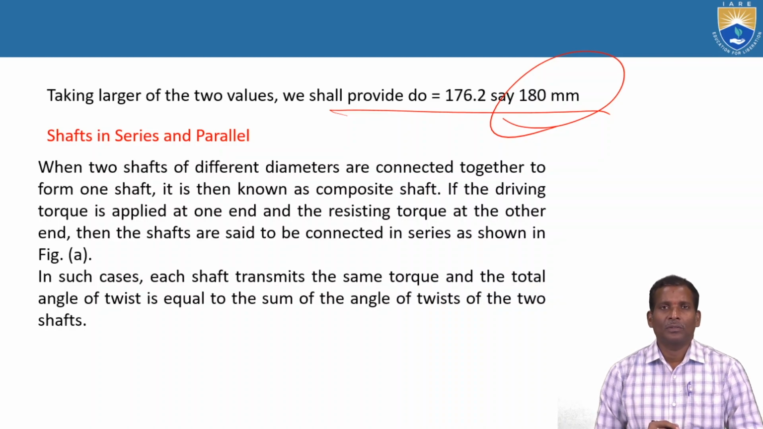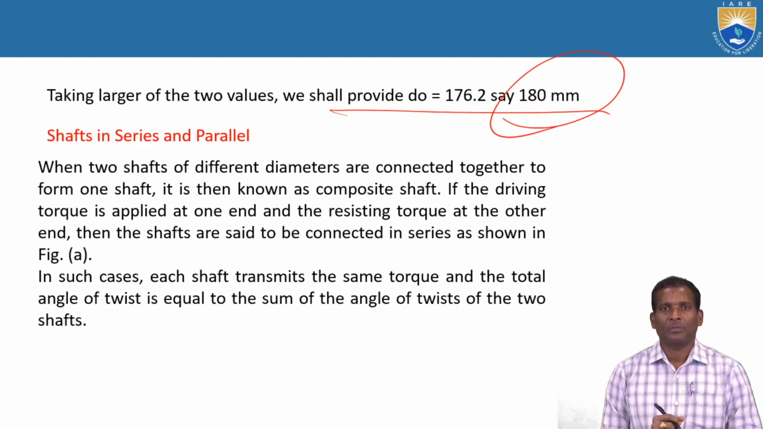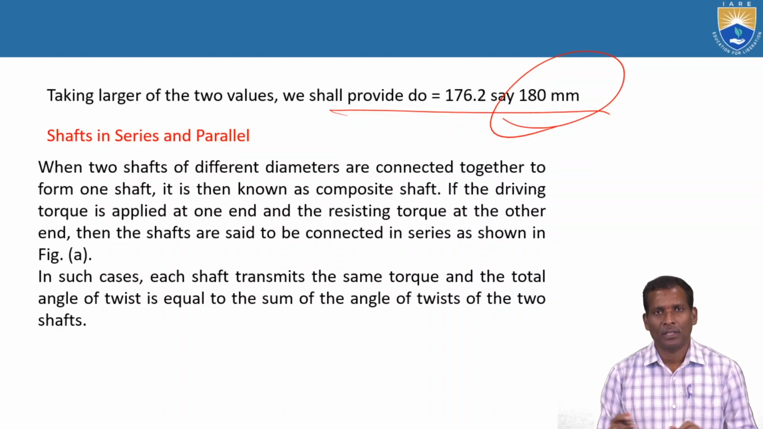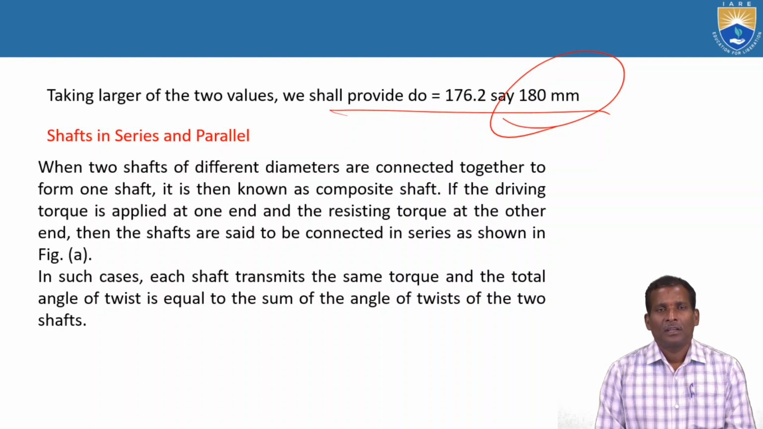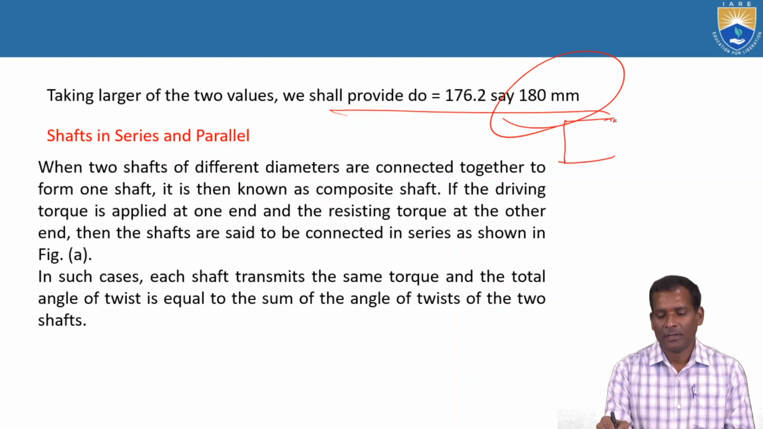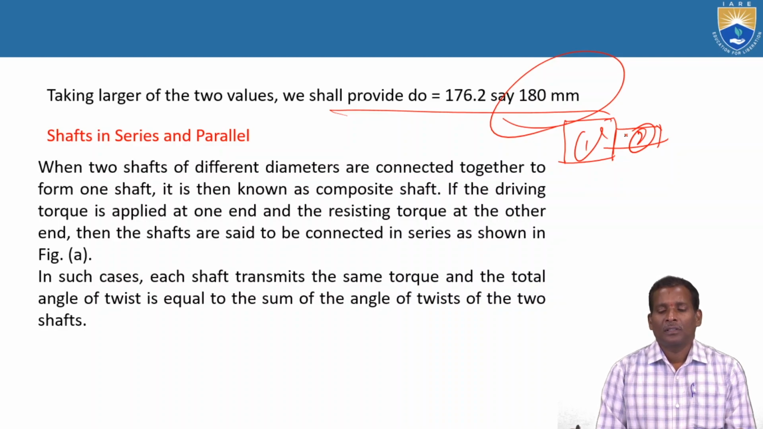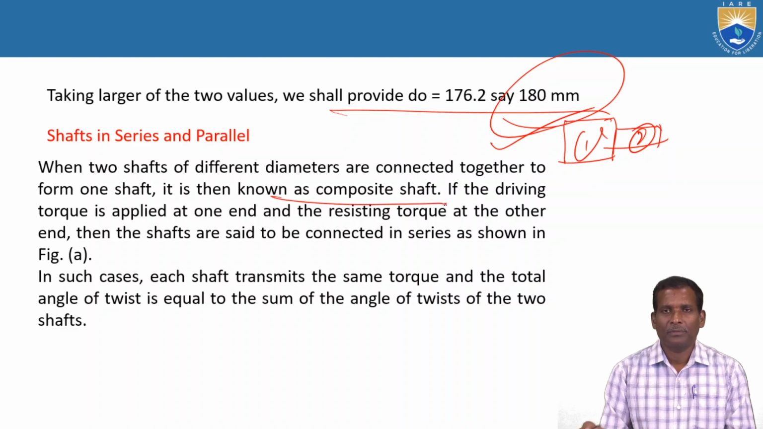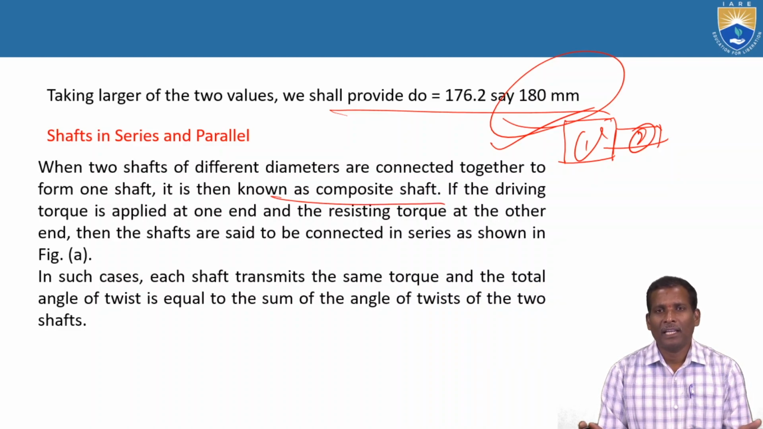Like this, you calculate the torsional and bending stresses when the machine shaft is subjected to both. Next, shafts in series and parallel. Up to now, we have considered only one shaft. Suppose two shafts of different diameters are connected together to form one shaft, one diameter here and another diameter there, connected as 1 and 2. This type of shaft is called a composite shaft. For these shafts, how to calculate polar moment of inertia, shear stress and torque, you will see in the next slide.